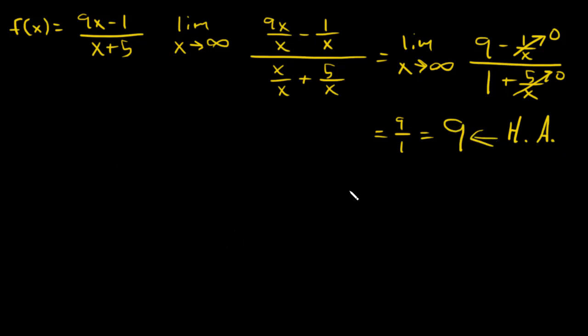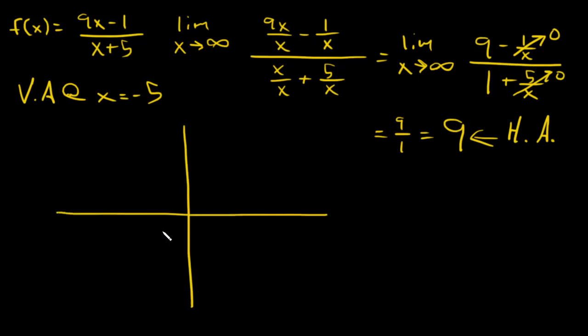So, I now have a little bit more information. I had a vertical asymptote, a VA at x equals negative 5, and now I've got a horizontal asymptote at 9. So, if I do this out, I'm going to say negative 5 is right about here, and maybe 9 is right here. Don't want to go too high, so, okay.